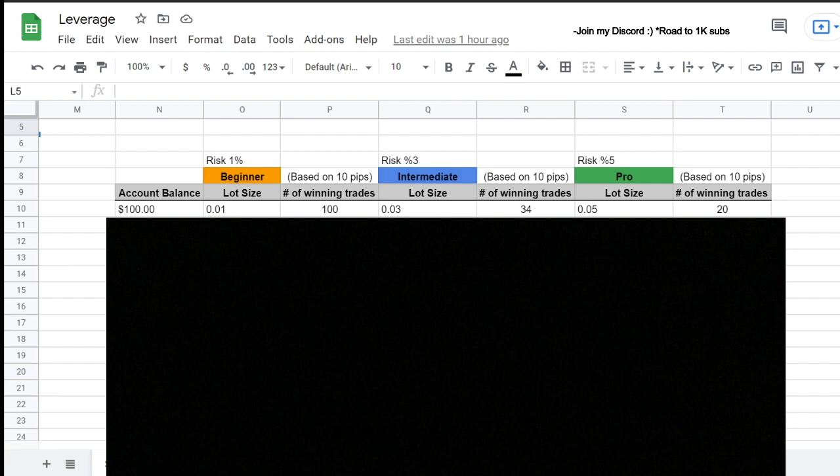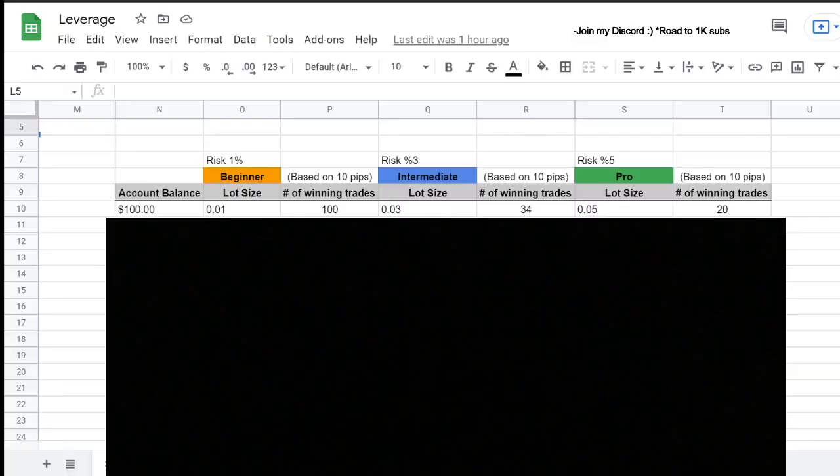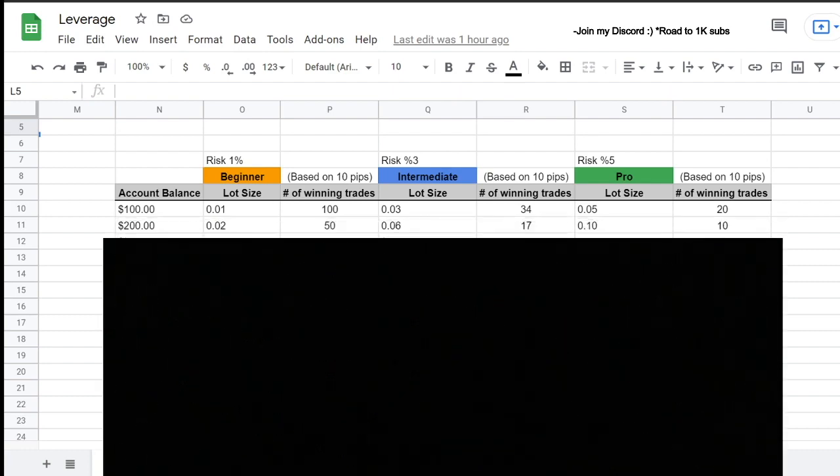Everyone following? Cool. Now what I have here is the number of winning trades it takes for you to get to the next level. It would take you 100 winning trades to get to, drum roll, level 2, which would be $200. If you're in the intermediate stage, it would take you 34 wins to get to $200. And if you're in the pro stage, it would take you 20 wins to get to $200, and so on. So I'm going to hop on the charts and explain how I calculate this, and then we'll come back over here and discuss each level.